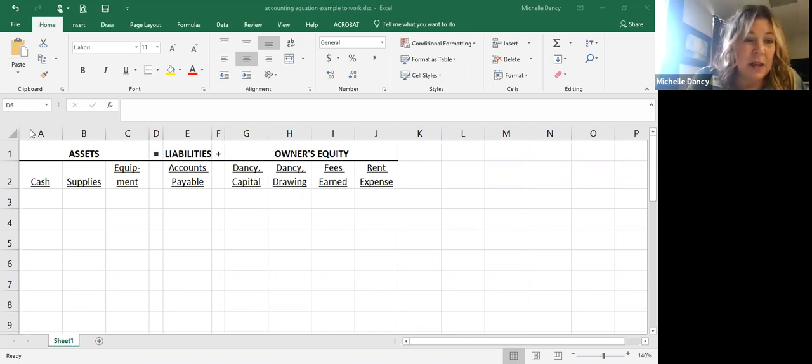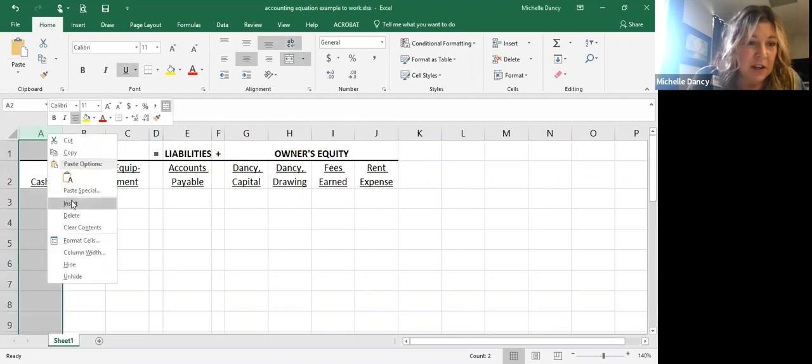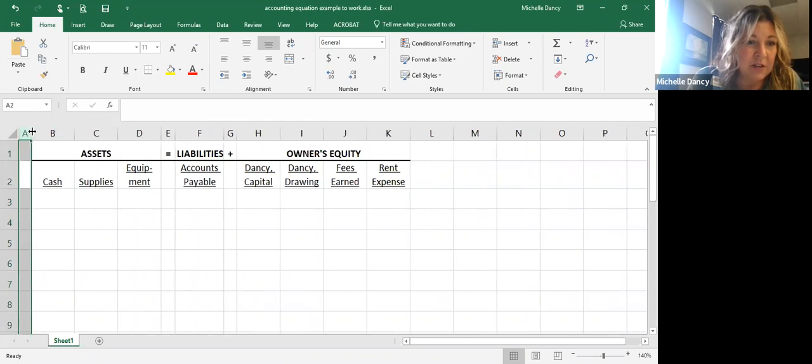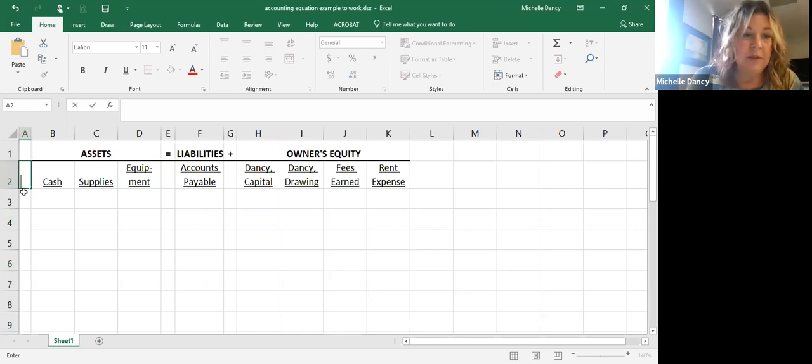Okay, so let me go right here before we get started and insert a little column so I can put the letters of the transactions, or the numbers. So if you're looking at your form, I've got 6 transactions that we are going to enter. So number 1 says paid cash for supplies, $600. So just so we can keep up with it, I'm going to come right over here and put number 1.